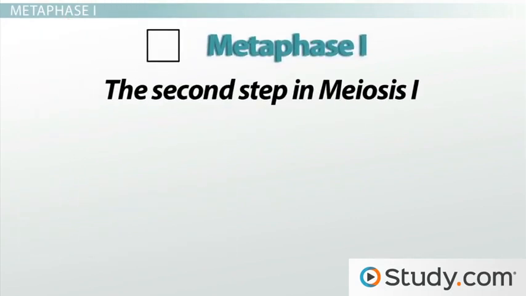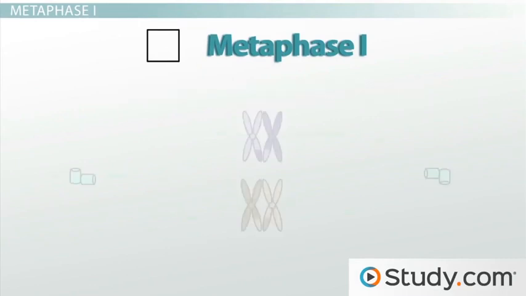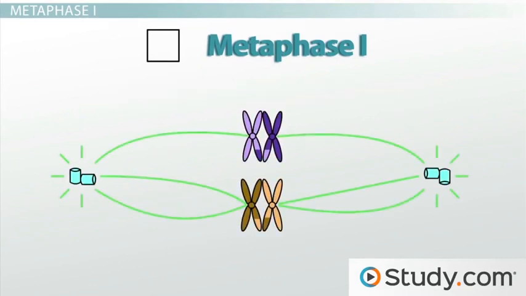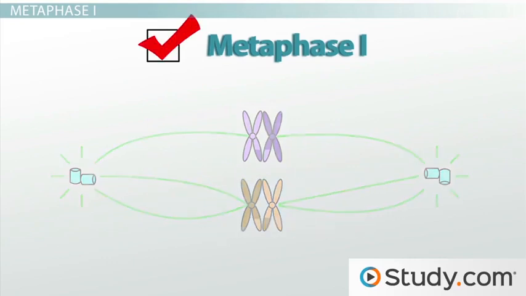Metaphase I is the second step in meiosis I. By metaphase I, the tetrads are aligned at the metaphase plate. Note that the physical linkage between the homologous chromosomes and the tension produced by the meiotic spindle keep the tetrads positioned in the middle of the cell.